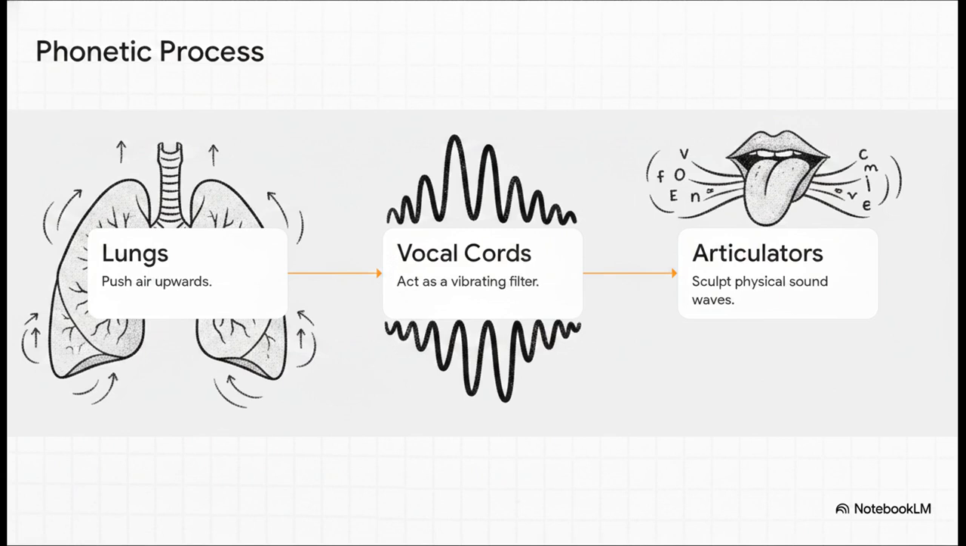First, your lungs push air upwards. Then your vocal cords act as a vibrating filter. Finally, your articulators, your tongue, teeth, and lips, physically sculpt that moving air into recognizable sound waves, creating distinct consonants and vowels. Actually, try saying the letter P out loud right now. Seriously, do it. You can physically feel that sudden burst of air you just sculpted.